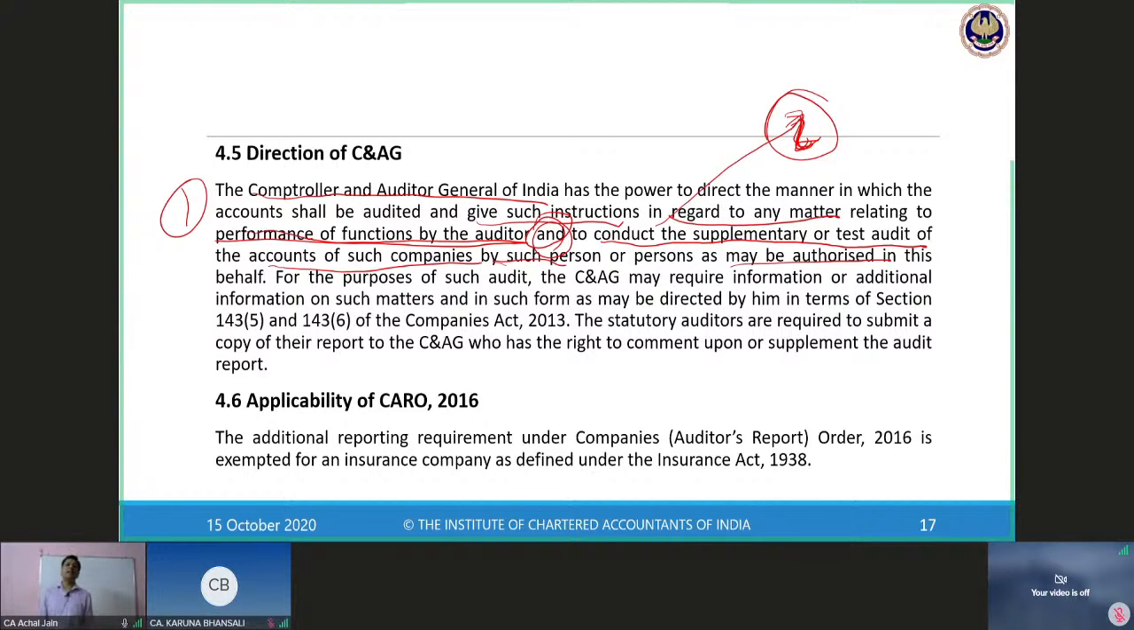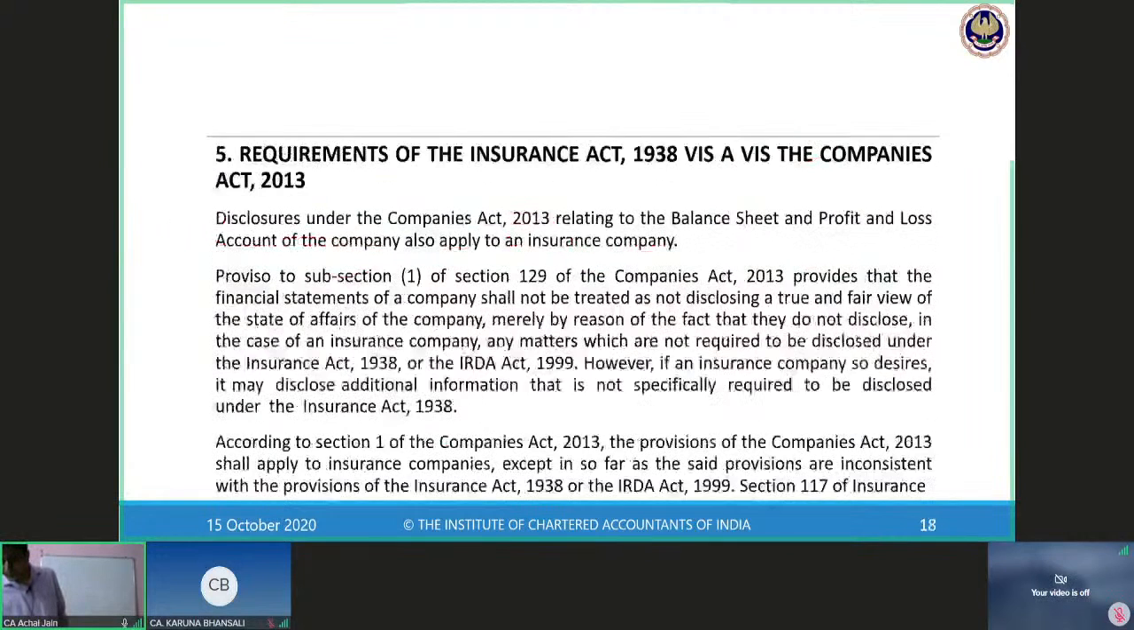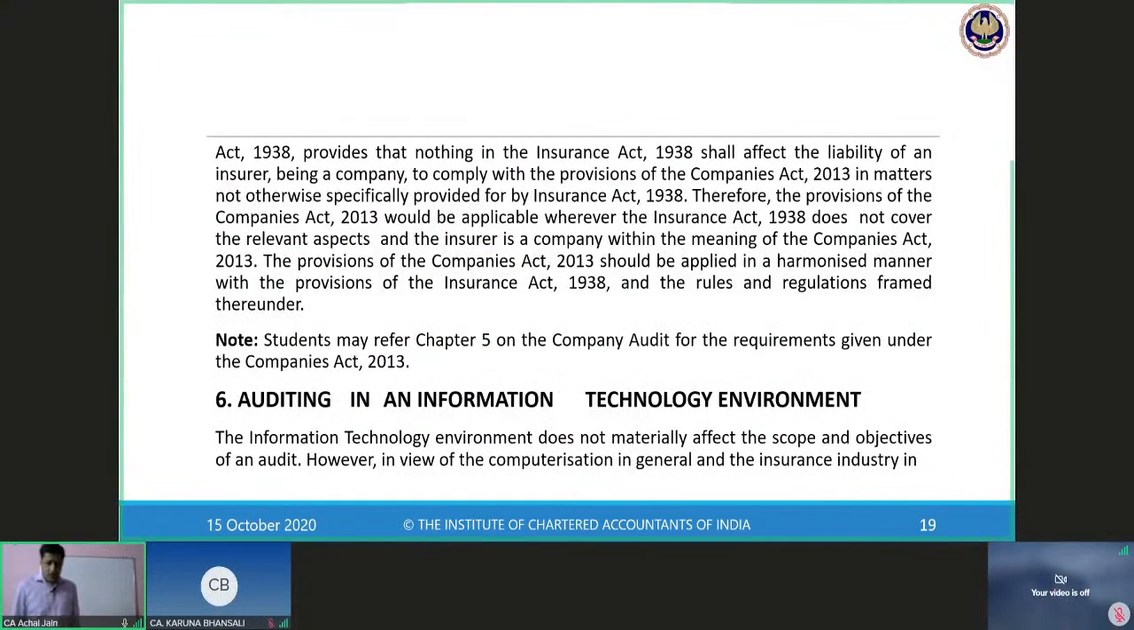Next is about applicability of CARO. Additional reporting requirements under CARO will not be applicable to an insurance company. Why? Because they are excluded from the scope of reporting under CARO. Okay? So let's move on to the audit requirements in general.